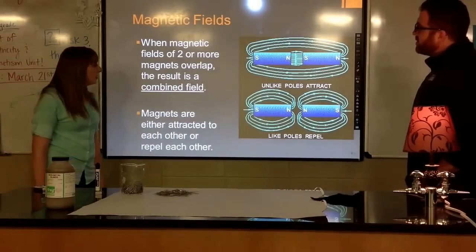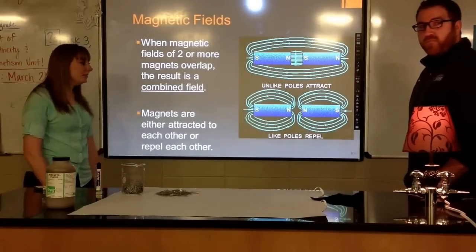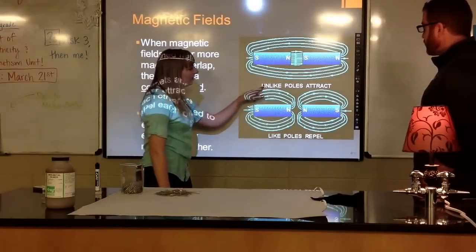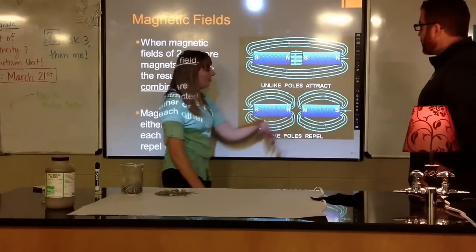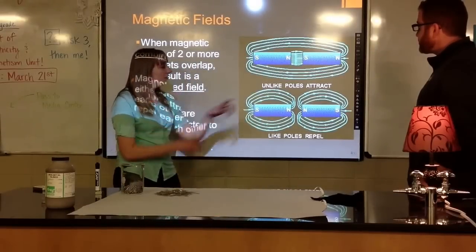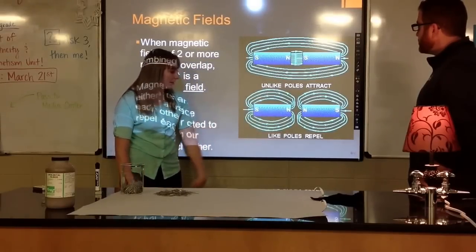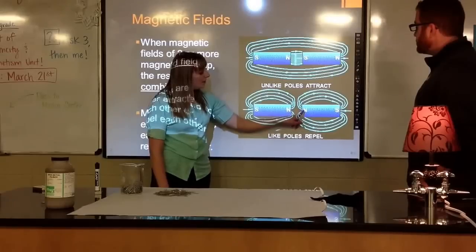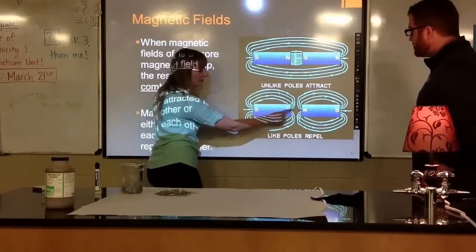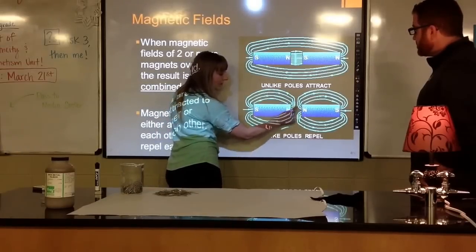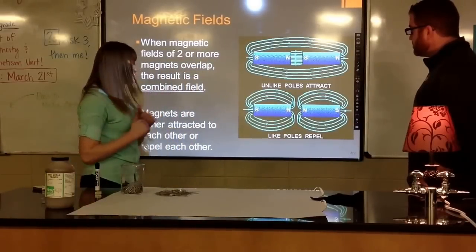Here, if we put two magnets together and their magnetic fields overlap, that is going to be called a combined field. So, like we talked about at the beginning, if we put two unlike poles together, a north and a south, they are going to be attracted to one another, and you can see the magnetic field lines here showing that. In the bottom diagram here, we have a north and a north pole, so two like poles, and they are going to repel each other. So you should see that these magnetic field lines are not combining here. They're going to repel and push apart.